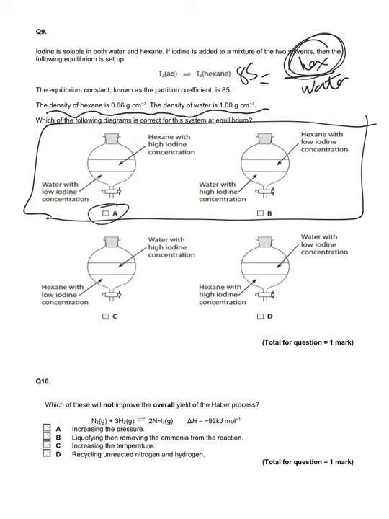Question 10, which will not improve the overall yield? Increasing the pressure favours the right hand side. Liquefying and removing the ammonia, well, if you remove it, it's going to push equilibrium to replace it. Increasing the temperature, well, that's the right answer, because we have an exothermic reaction, and that's going to favour the backwards, that's going to favour the endothermic side, so that's no good to us. And there at the end, recycling the unreacted nitrogen and hydrogen, well, that's only going to be good for the overall yield, because it means every time it goes back, we're going to end up with some conversion.